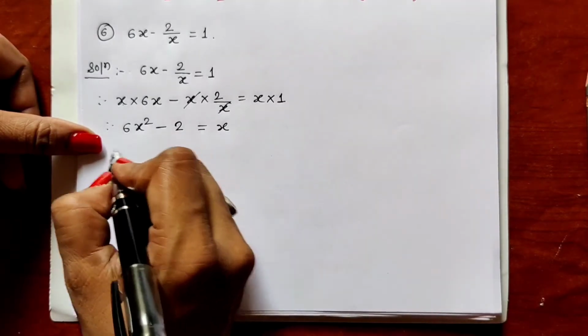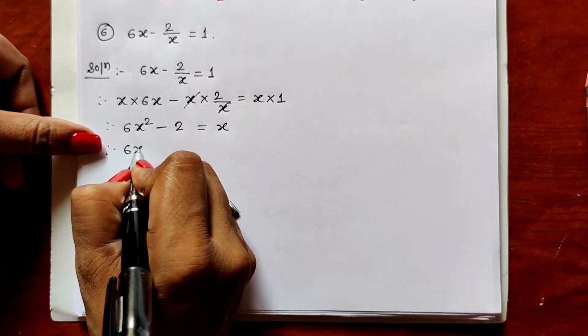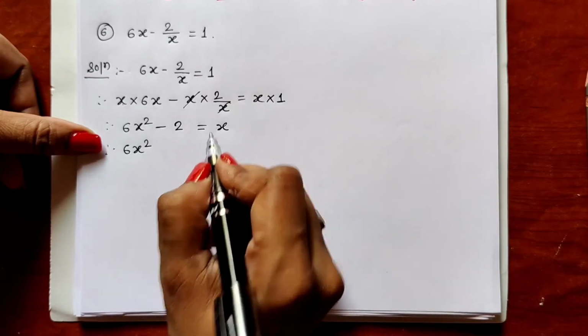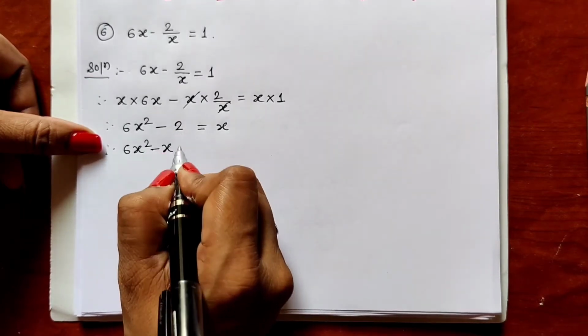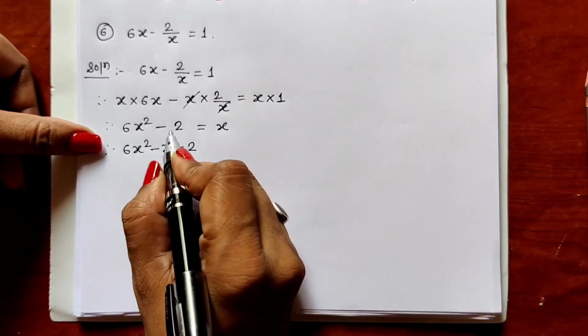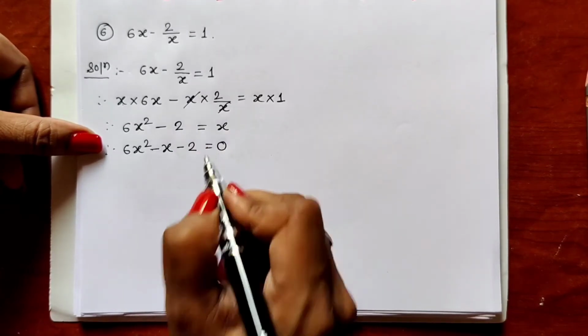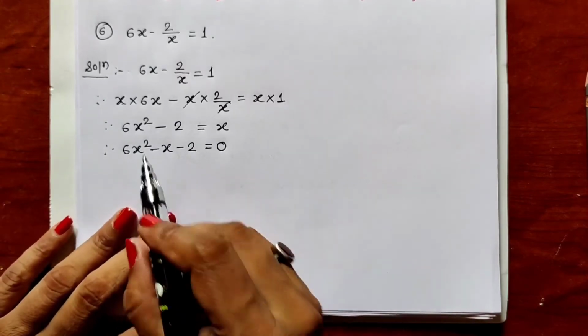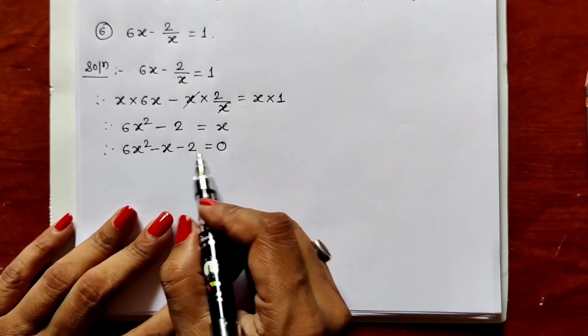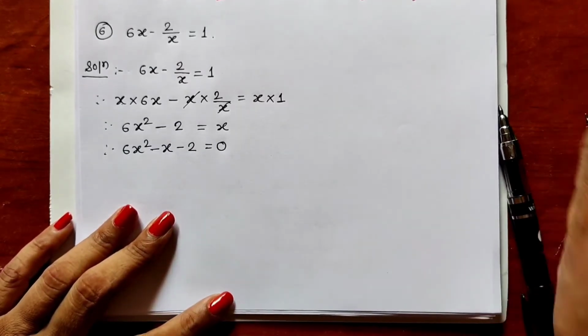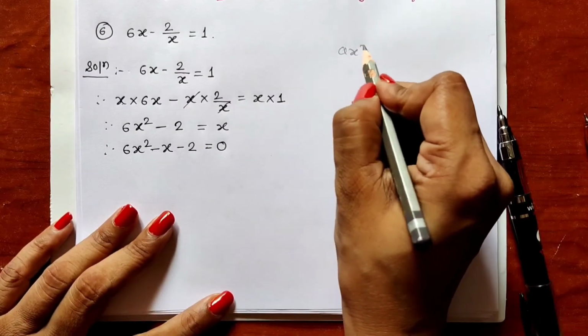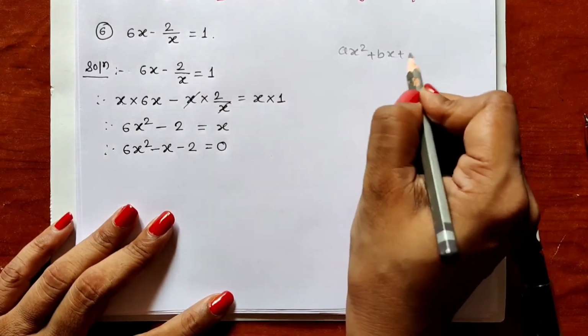Now bring this x on the left hand side. 6x square as it is we write, plus x will become minus x. This minus 2 constant term as it is, it should be written as the third term, and this x we have brought, so 0 is remaining on the right hand side. So we are getting 6x square minus x minus 2 is equal to 0. Now it is in the format of ax square plus bx plus c is equal to 0.